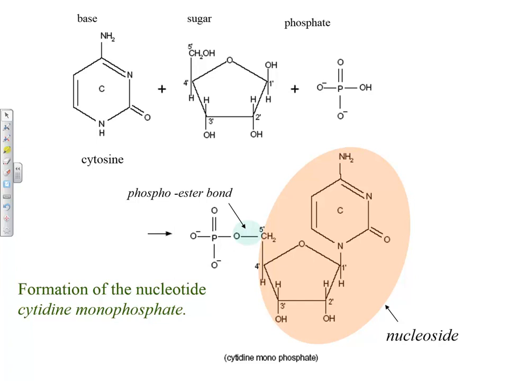When the phosphate unit from the next block comes and links up here, you will have two ester bonds. Okay? So it'll become a phosphodiester bond. All right? And that's how it'll get linked together.